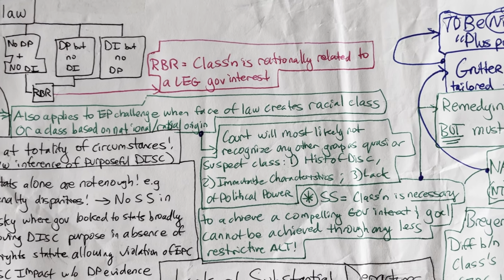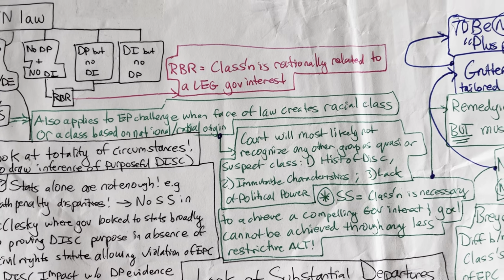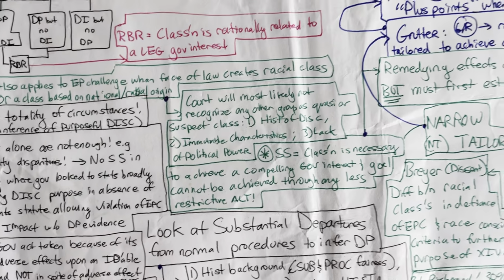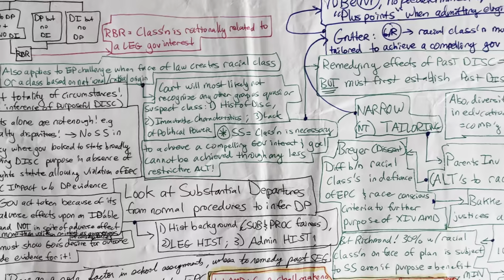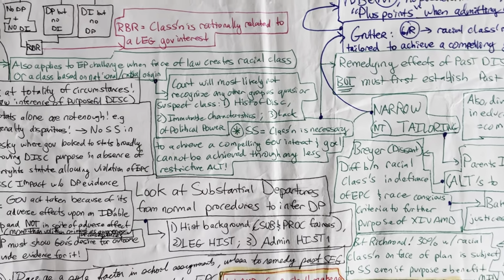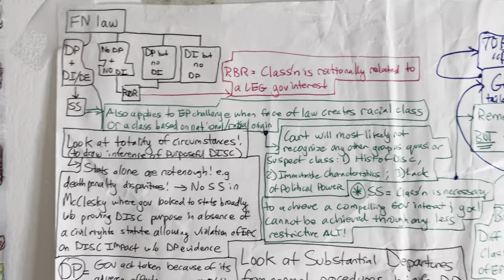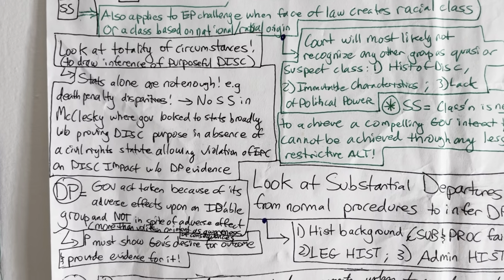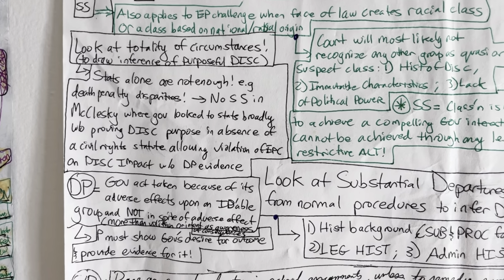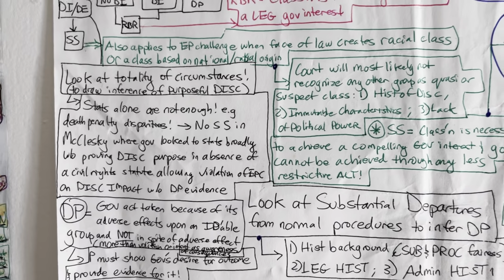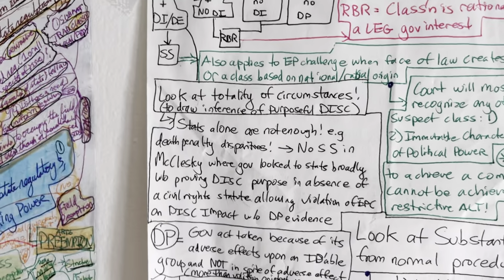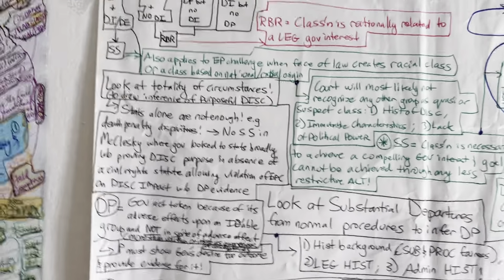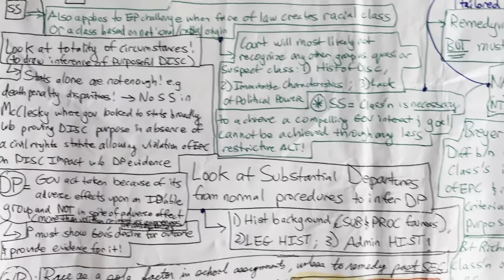And the court will most likely not recognize any group as a quasi or suspect class. It depends on a number of factors, the 3 factors here, when looking at whether or not we want to have a quasi-suspect class or suspect class. We look to the history of discrimination against that class, immutable characteristics, and lack of political power. And we want to look, in the context of strict scrutiny, at whether the classification is necessary to achieve a compelling government interest, and that compelling purpose cannot be achieved through any less restrictive alternative as part of our necessary means test. And that's why necessary is underlined there.